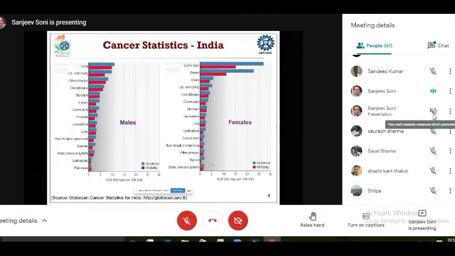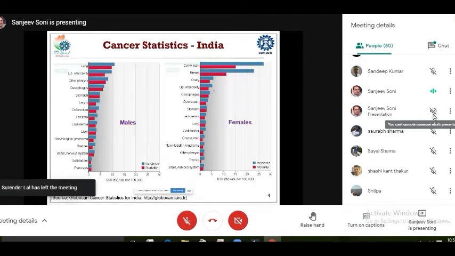If you look at the cancer statistics in India, you can see here the figures among males and females. Among males, lung cancer and lip and oral cavity cancer are very prominent. Among females, it's cervix cancer and breast cancer, as well as ovarian cancer. Nowadays, many cases are coming up for oral cancer.